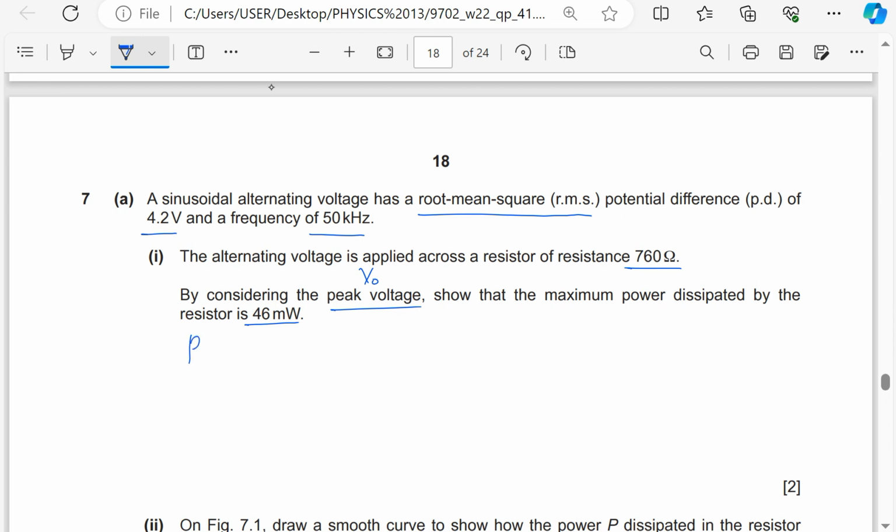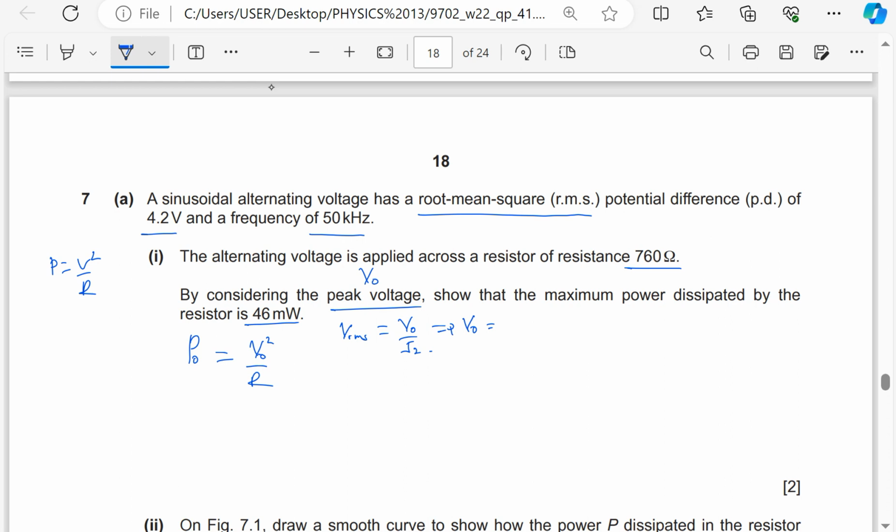So remember, to find maximum power, if it is a DC value, power is equal to V squared over R. That is for DC values. Then for alternating values, maximum power is going to be V naught squared divided by R. But remember, V root mean square value is equal to V naught divided by root 2. So it means the peak is going to be the root mean square value times root 2.